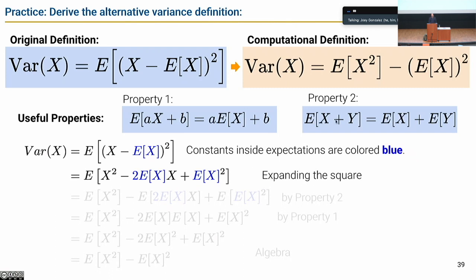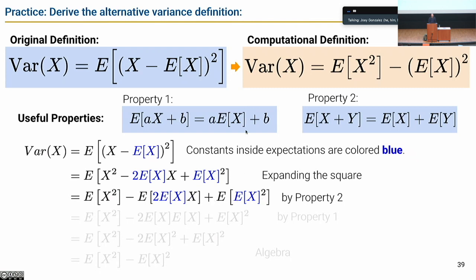I can use this property 2, the sum of expectations. The expectation of the sum of random variables is the sum of their expectations. To take this expectation and break it down. So I have the expectation of x squared minus the expectation of 2E[x] times x plus the expectation of E[x] squared.